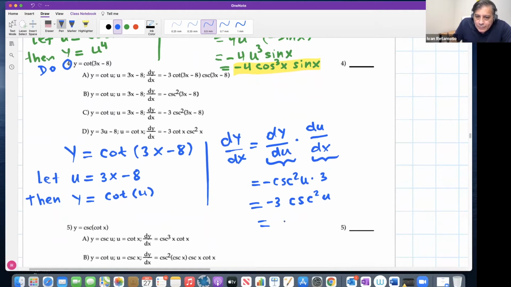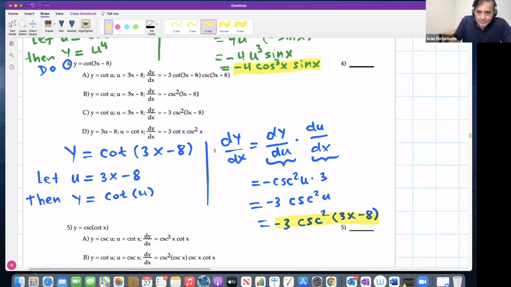But you have to write this in terms of x. Cosecant squared of u, where u is equal to 3x minus 8. So 3x minus 8 here. And this should be your final answer, right? Yeah, very good, Marcos. You notice, right? The 3 needs to be up front. And then with this, you just identify your answer with this final answer.